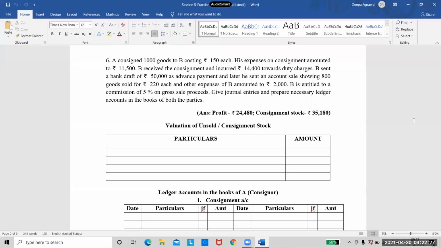Step number two, add proportionate non-recurring expenses of the consignor. Whatever expenses the consignor has incurred and which are non-recurring, we need to take the proportionate part of them. Why are we calling it the proportionate part? Because we have to take the expenses only to the extent of unsold. Step number three, add proportionate non-recurring expenses of the consignee. Whatever non-recurring expenses the consignee has incurred, we need to take the proportionate part of them. Add these three values and you will get the value of consignment stock.